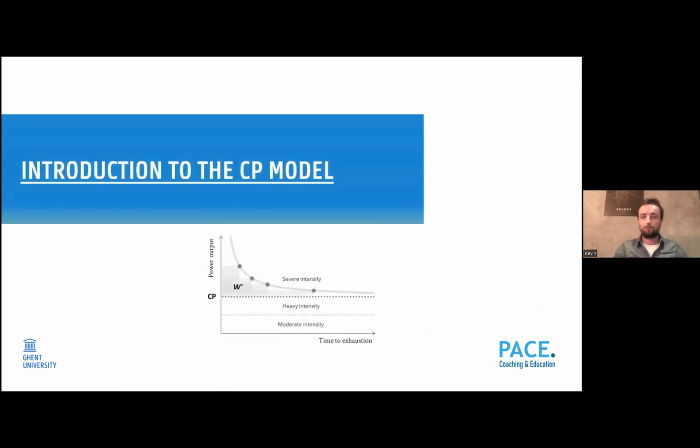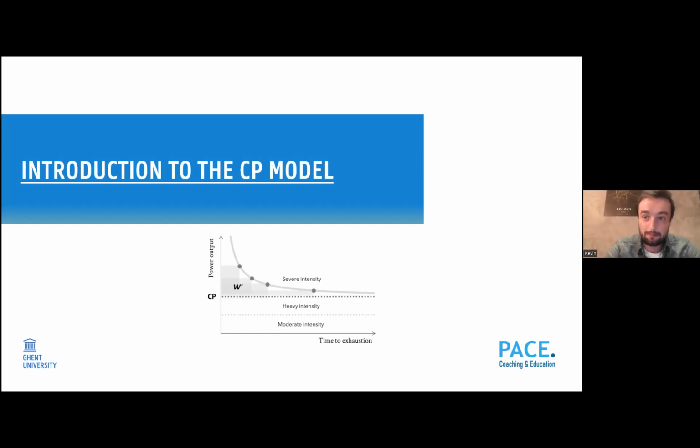So for today, I will present you some of the research I've done in the context of my PhD, the past 6 years. But just to start, I think it's important to give you some introduction about the critical power model itself. I think most of you have heard of it.